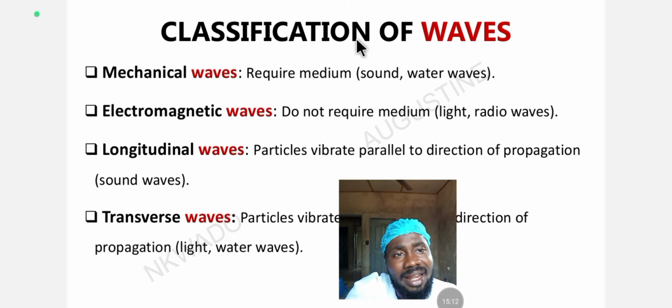Now let's look at the classification of waves. The first classification of wave we have here is the mechanical wave. And what is mechanical? You know what mechanical means now? It involves a mechanism. A mechanical wave requires a medium. Any wave that requires a medium is a mechanical wave. For example, you have sound wave, you have water wave. Both of them require a medium.